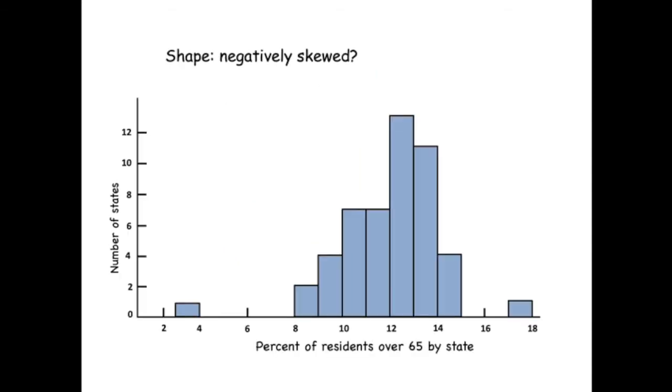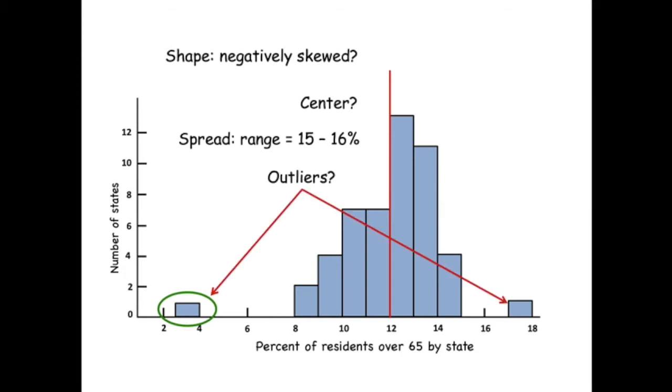We might be inclined to think that this distribution is negatively skewed because of the extreme score to the left. But there is also a value separated from the rest of the distribution at the upper end, so this is a great example of why we rely on numeric descriptors. The middle seems to be about here, and the range is somewhere between 15 and 16%. Because of these 2 scores, we would examine the data more closely to determine whether they are true outliers.